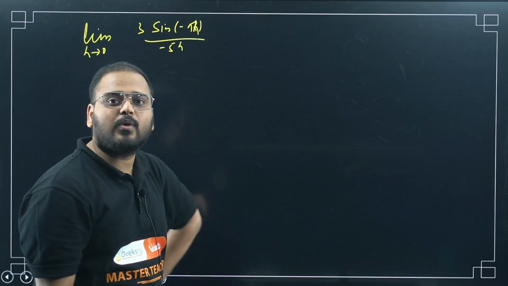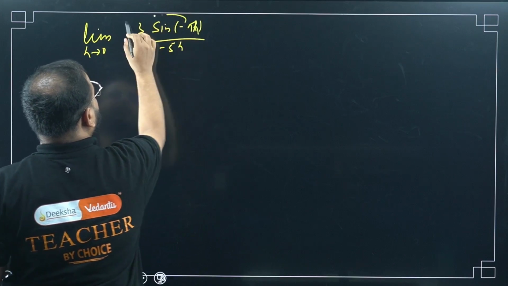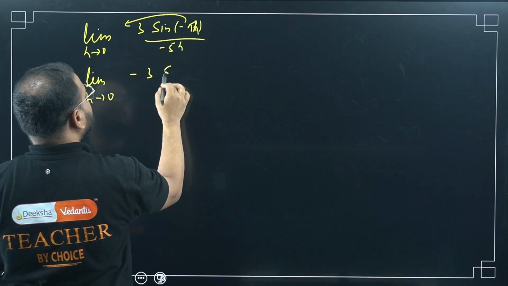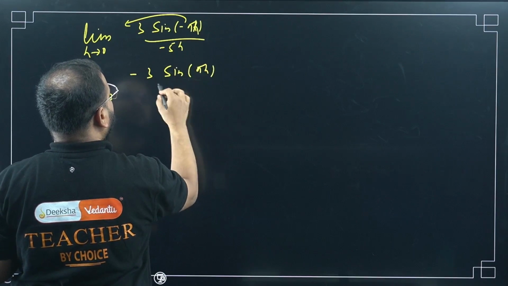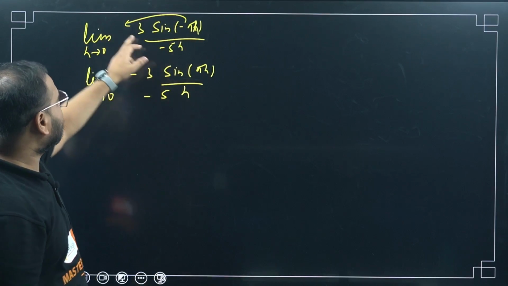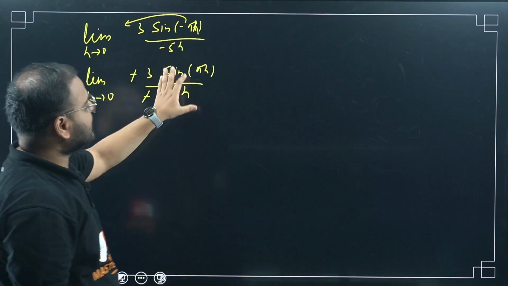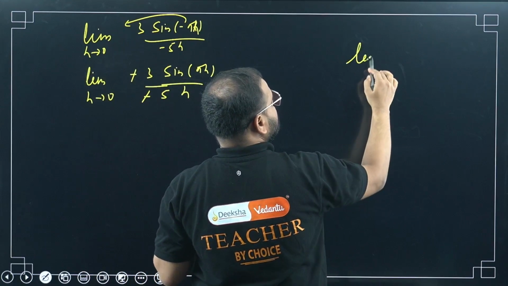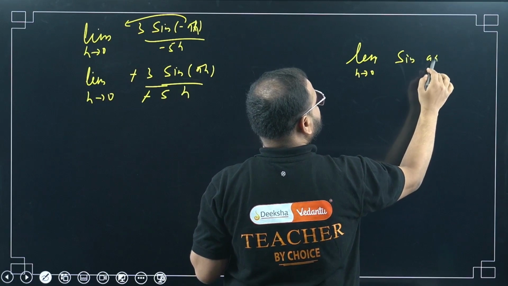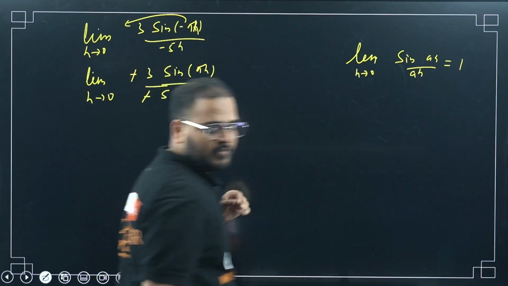Now, sir, sine of a negative will be what? Sine of negative, I can simply take the minus sign out, right? So limit h tends to 0, minus 3 sine pi h upon minus 5h. Please understand this. For sine of a negative number, I can take the negative out. So this negative and this negative will cancel each other. Now please check, remember this formula: limit h tends to 0 of sine ah upon ah, if I have a here, then this will be equal to 1, right?